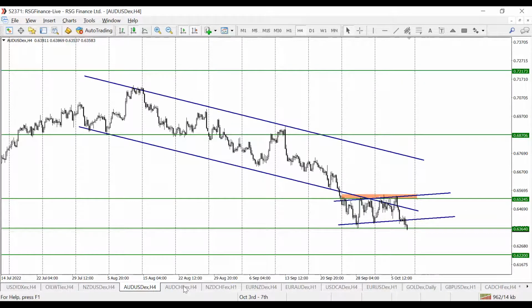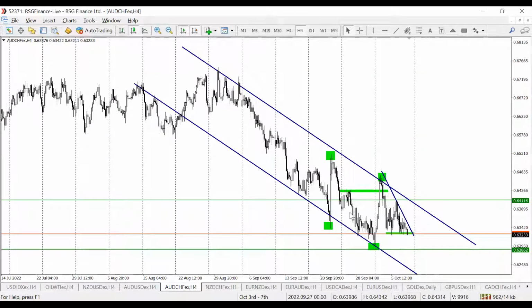Okay, let's look at Australian dollar Swiss franc. Australian dollar Swiss franc, we've been having a very nice bearish structure. We have the lower lows, lower highs, lower lows. Now, it could have been that this would be the last high, but we saw how price broke away from it. But then it still maintained the structure, forming new lower highs and still within the boundaries of the channel.